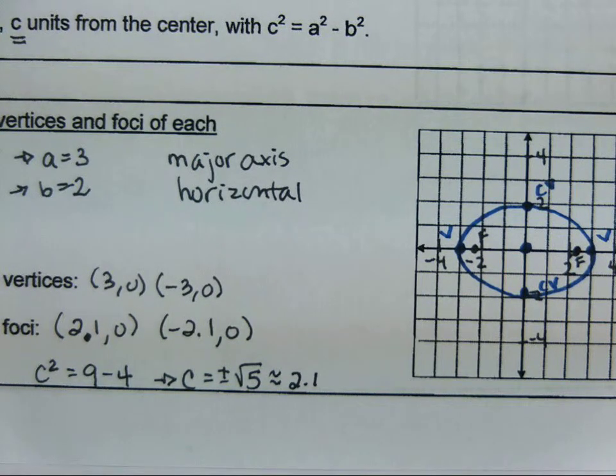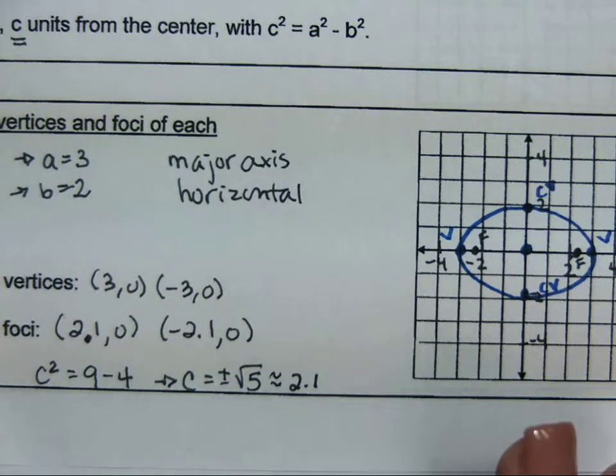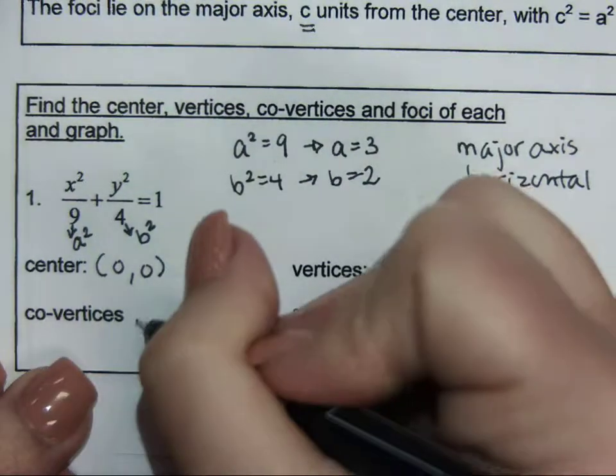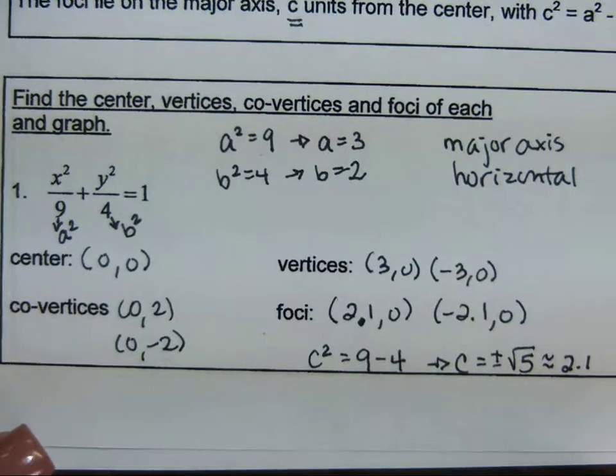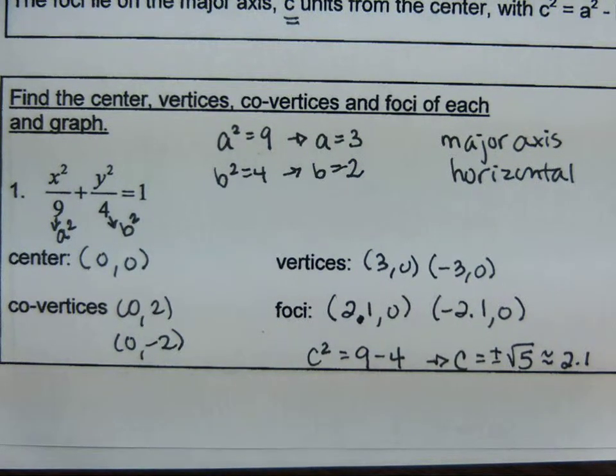And then all I need to look for is my co-vertices, which are here at 0, 2 and 0, negative 2. All right, and so this is what you're going to be doing when you graph ellipses.